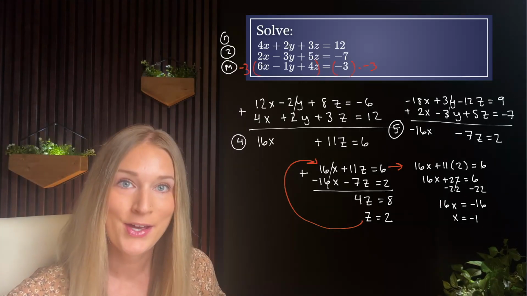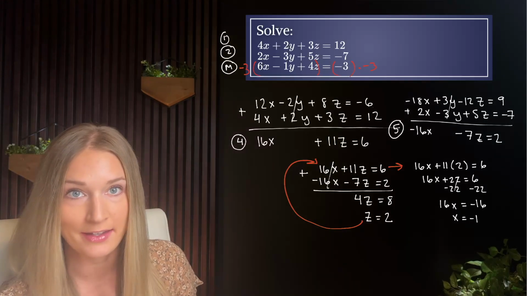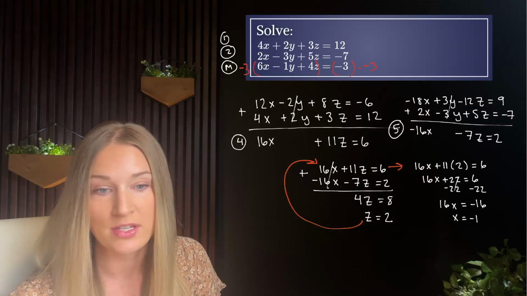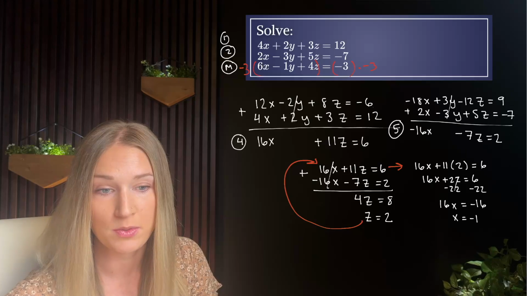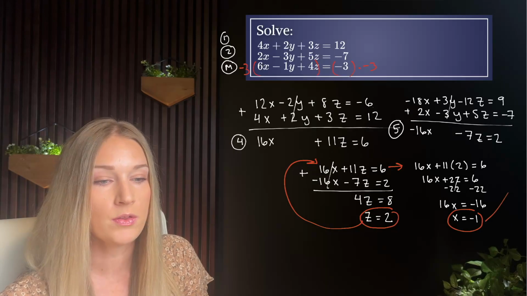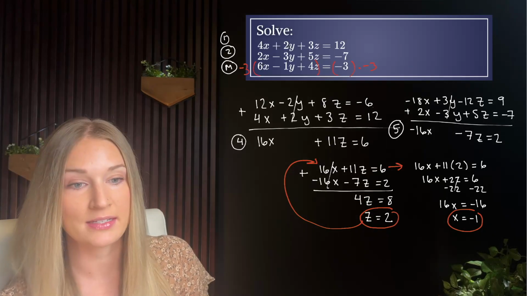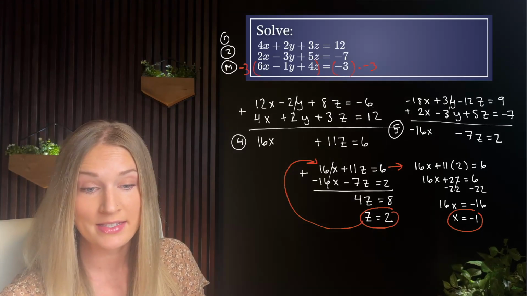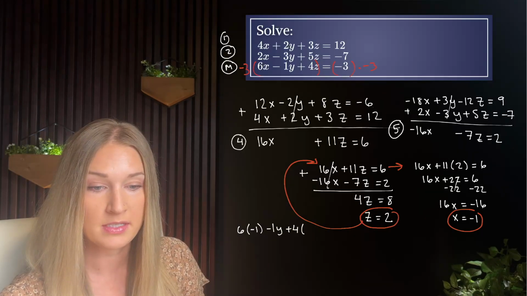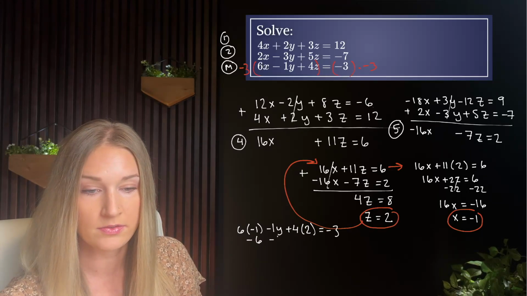All I need is y. So I can go back and plug it into an equation that has y in it, as long as the only other two variables are x and z, which of course they are, because those are the only variables we have in the whole question. So my favorite equation that has y in it, I think, is actually our master equation. So I'm going to take my z and my x and go all the way back up to this master equation and plug both of those in to help me find my y. So I've got 6 times x, which is negative 1, minus 1y, plus 4 times z, which is 2, equals negative 3. And then I just simplify and solve.